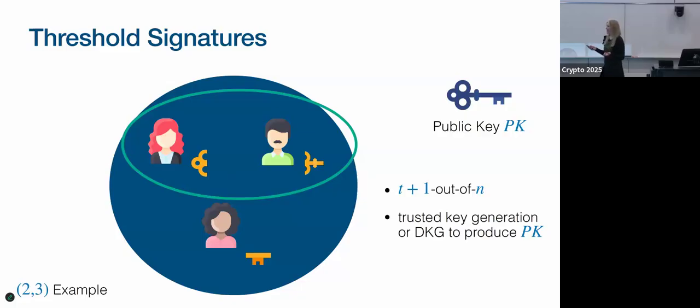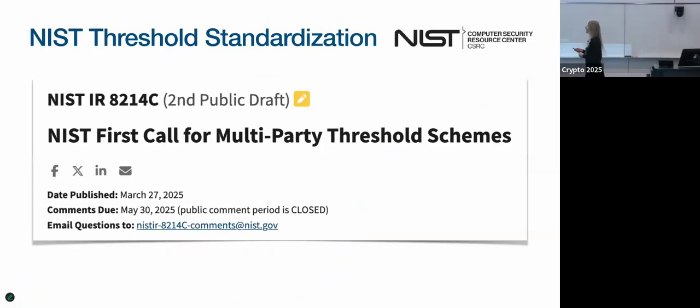Now, the parties share some portion of the key, and there's an overall public key PK. The key can be shared either via trusted key generation or a distributed key generation protocol. A lot of the work in this session is motivated by an upcoming call from NIST for multi-party threshold schemes. There was an initial public draft that came out in 2023, and now an updated draft just this year. We expect the official call to come maybe sometime at the end of 2025, so looking at submissions for 2026.